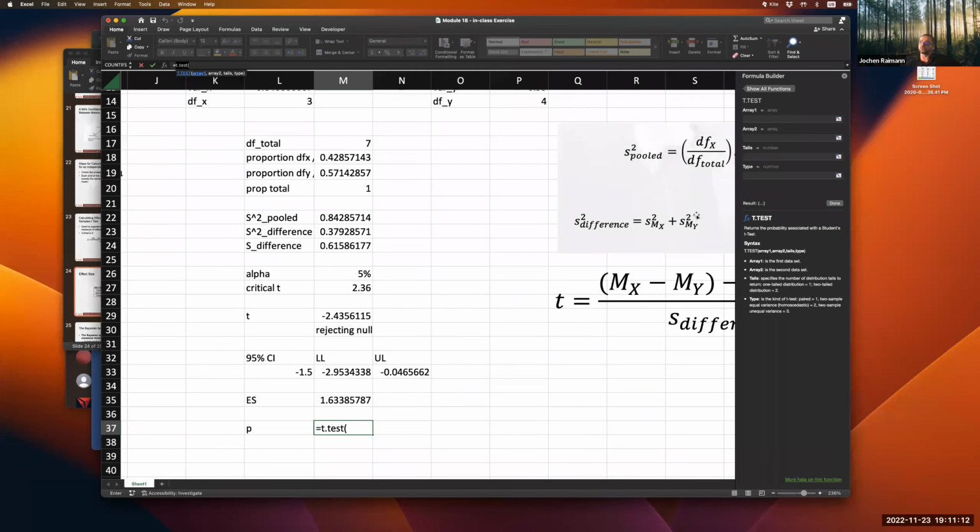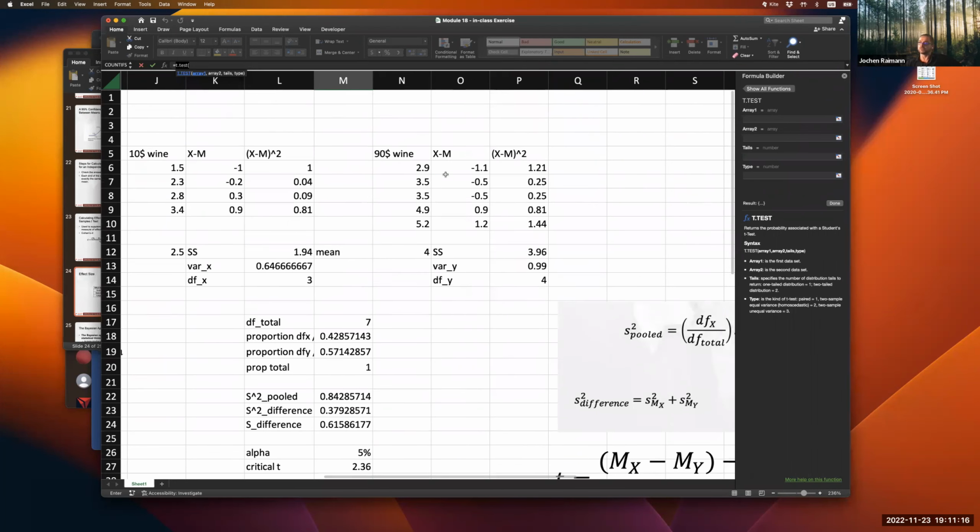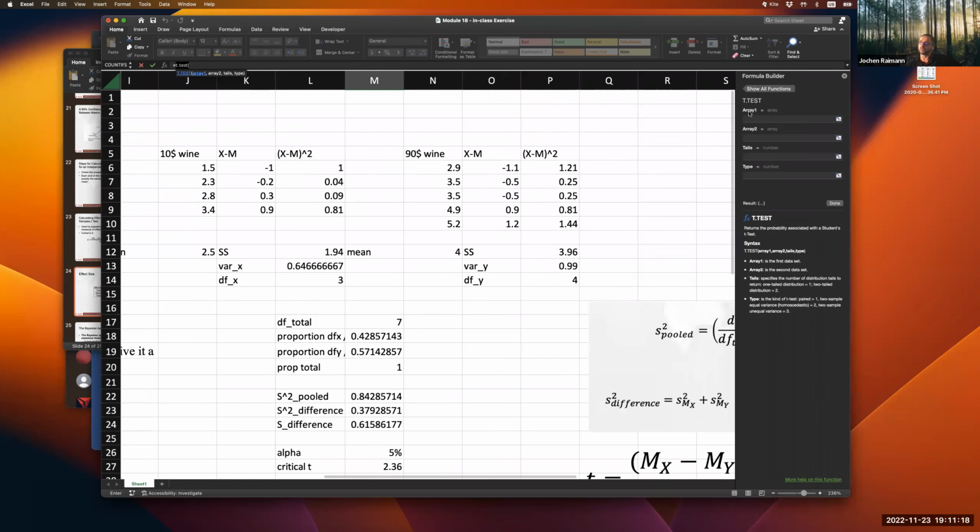If you click here on the formula builder, it basically opens up the respective mask where you can enter this information. So you have here array 1, array 2, which we know array 1 is our $10 wine, array 2 is our $90 wine, the purportedly $90 expensive wine.